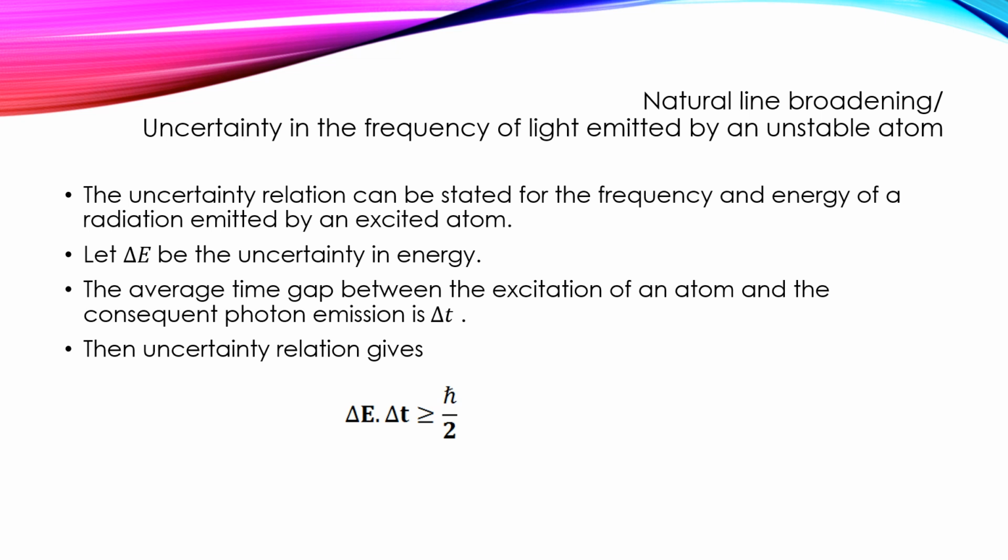Second application is natural line broadening or uncertainty in the frequency of light emitted by an unstable atom. The uncertainty relation can be stated for the frequency and energy of radiation emitted by an atom. Let delta E be the uncertainty in energy and delta T be the average time gap between the excitation of an atom and the consequent photon emission. Then uncertainty relation gives delta E into delta T greater than or equal to h bar by 2.